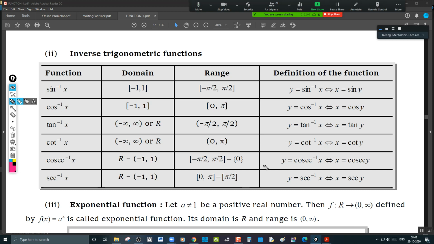Respond, please respond. I'm revising things, and I would like to know whether you know this or not. Inverse trigonometry functions, domains, and ranges. Every one of you respond.